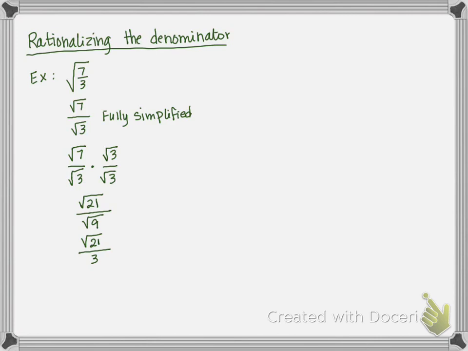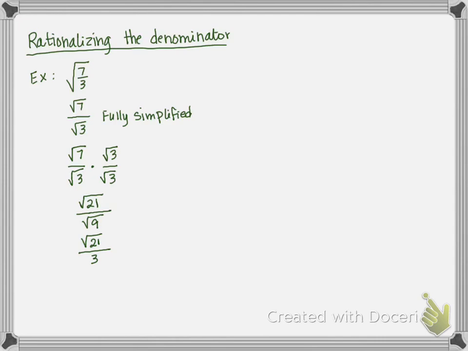Notice we aren't canceling anything. So this isn't like clearing fractions. We're just multiplying by something convenient so that we have a perfect square under a radical in the denominator. And so in order to rationalize the denominator when you have a single term like this, so when there's no addition or subtraction in the denominator, you're just going to multiply by whatever the radical factor is.